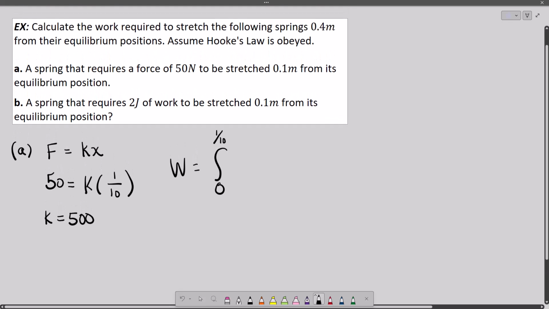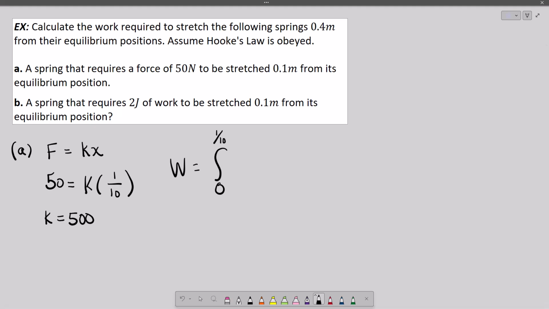Oh, I missed something here. Following springs, 0.4. What's the 1/10 then? Oh, that was for the initial condition. Yeah, thank you. So it's 0.4 from equilibrium, which I will write as a fraction nonetheless. So that's 2/5.